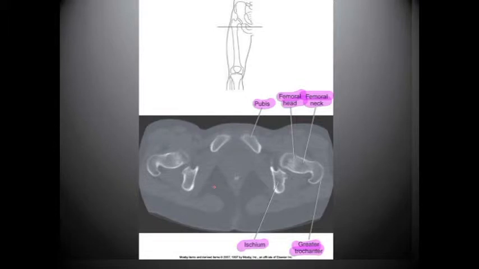Okay, here we see with the patient laying supine, we have the pubis coming out anterior, we have the ischium bilaterally, then we have femoral head, femoral neck, and then we have greater trochanter.